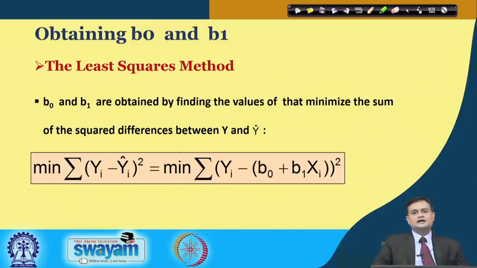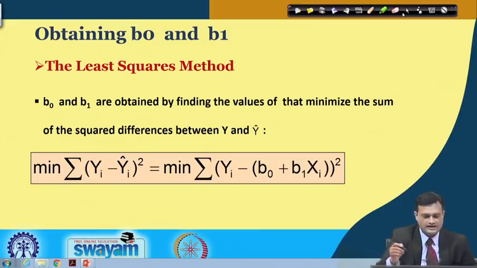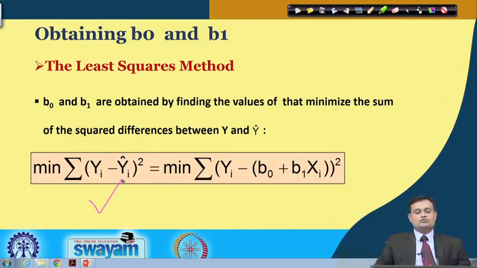Now here, you should try to develop a little understanding of the least square method on your own. The least square method is what I would like to apply here to minimize the error component, and you can see here that the error component is expressed as yi minus yi hat, whole square.